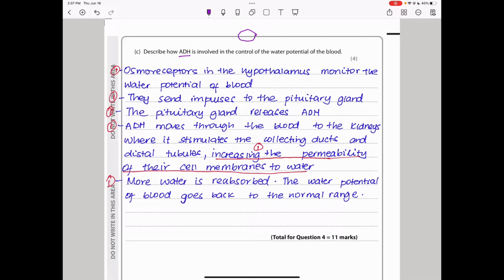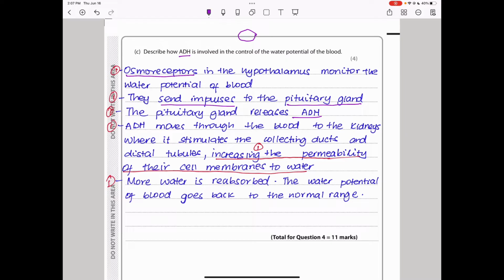Inside your brain, in the hypothalamus, there are receptors called osmoreceptors, and these monitor the water potential of your blood. So when they detect that there is less water in your blood, they will send impulses to the pituitary gland, and this pituitary gland releases the antidiuretic hormone. This hormone will be passed through your blood to the kidneys, where it will stimulate the collecting ducts as well as the distal tubules to increase the permeability of their cell membranes to water, and then more water will be reabsorbed from the urine, and the water potential of the blood goes back to normal.